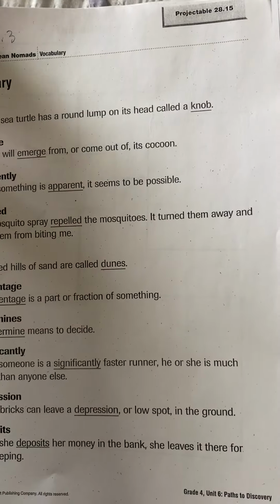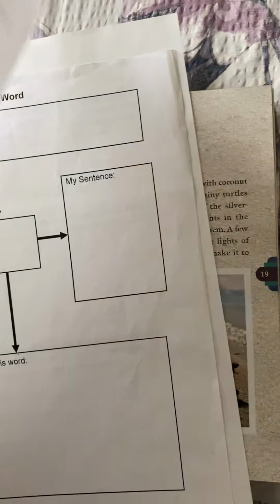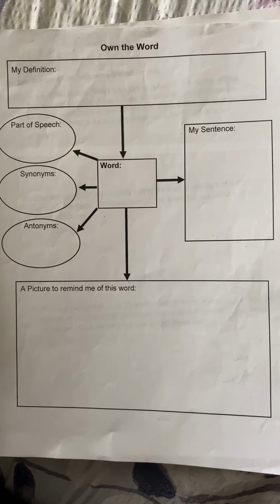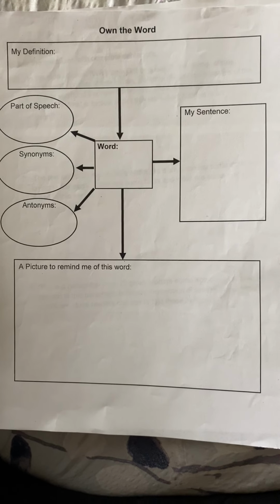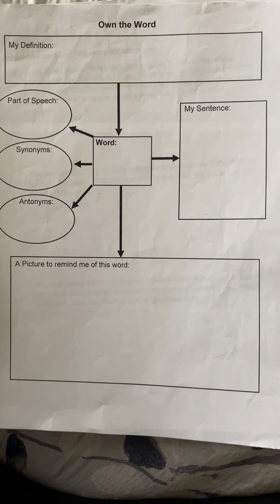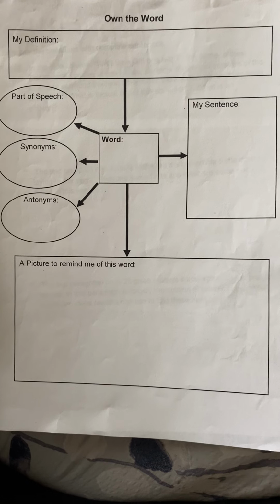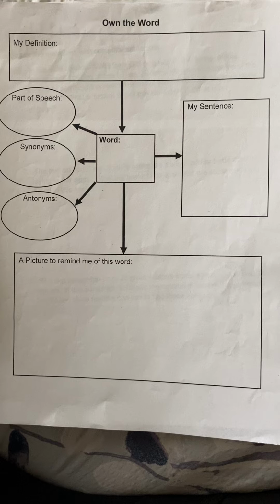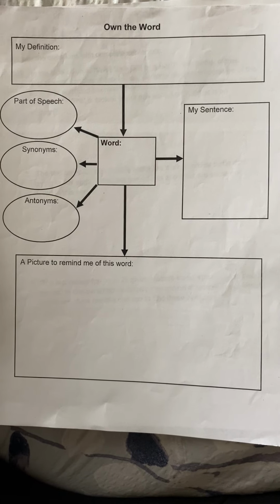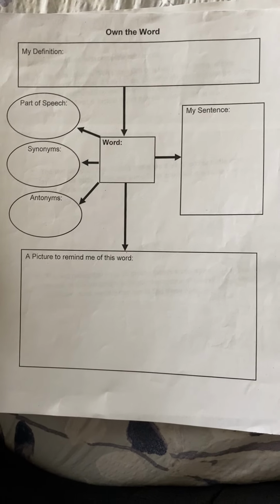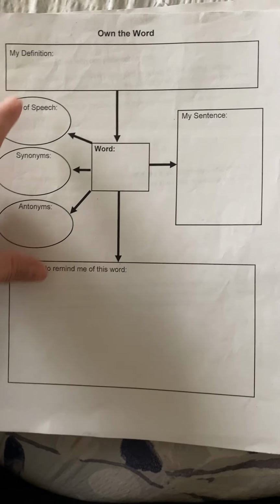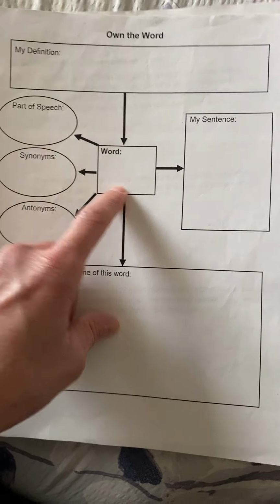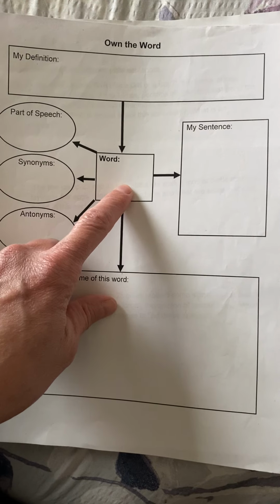So for the vocabulary assignment, we're going to do the Own the Word activity. I just want you to choose one of the vocabulary words today. If you could write this somewhat like this paper looks in your notebook, you don't have to use the boxes and ovals, but just make sure you have a spot for the definition of the word that you've put in the box. So choose one of the vocab words, write the word in the box.